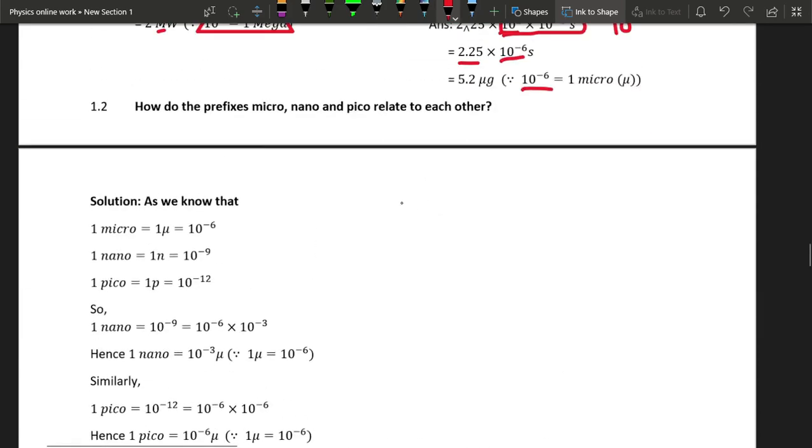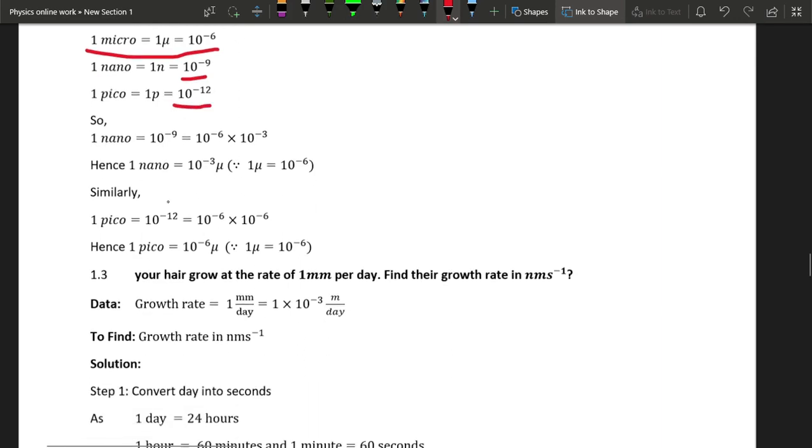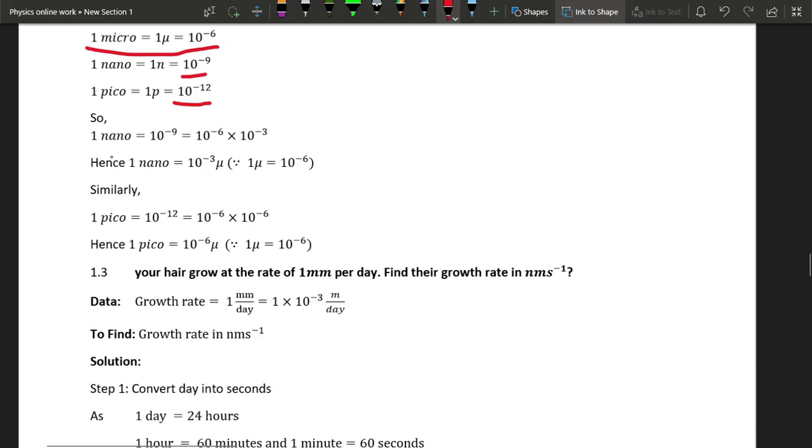Okay, next question is, how do prefixes micro, nano, pico relate to each other? As we know, 1 micro equals 10 raised to power minus 6, nano is 10 raised to power minus 9, and pico is 10 raised to power minus 12. So we can relate nano and micro as 1 nano equals 10 raised to power minus 9, and this minus 9 is equal to minus 6 minus 3. We can write it like this: 10 raised to power minus 3 into 10 raised to power minus 6.